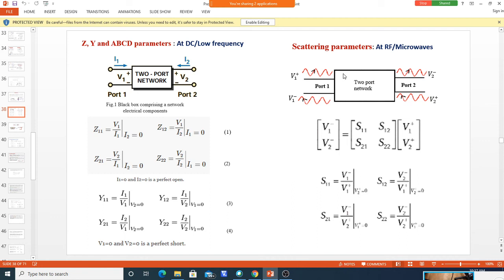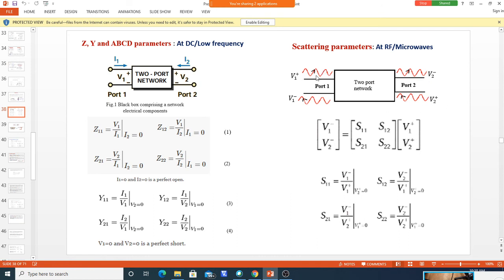The incident wave is entering here, and the wave is leaving here. The waves entering are called incident waves, represented like this. The waves leaving are called outgoing waves, represented by a negative sign like this. Negative represents outgoing waves. So we are treating incoming waves and outgoing waves.